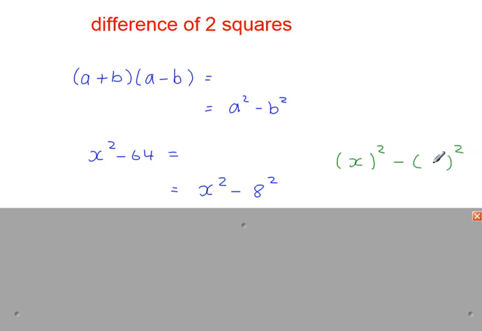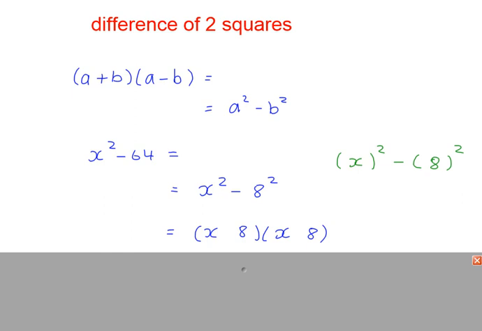I've got x in the first one and 8 in the other one. And then we can write this as this, but the signs are always the opposites. So what you see in the first bracket goes here, what you see in the second bracket goes here, but the signs are opposites.